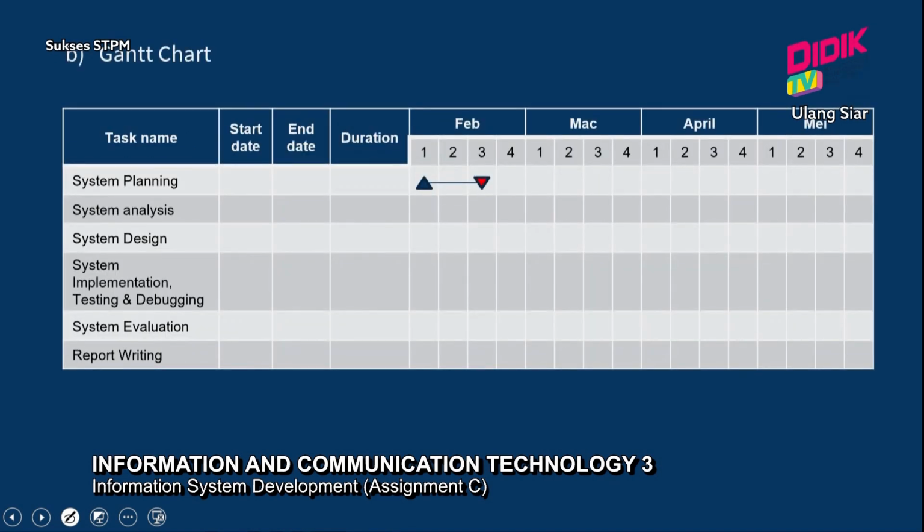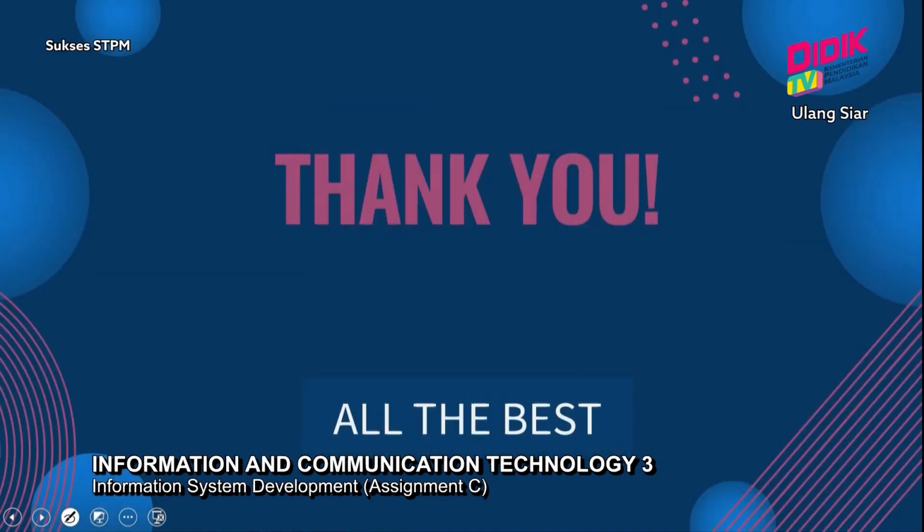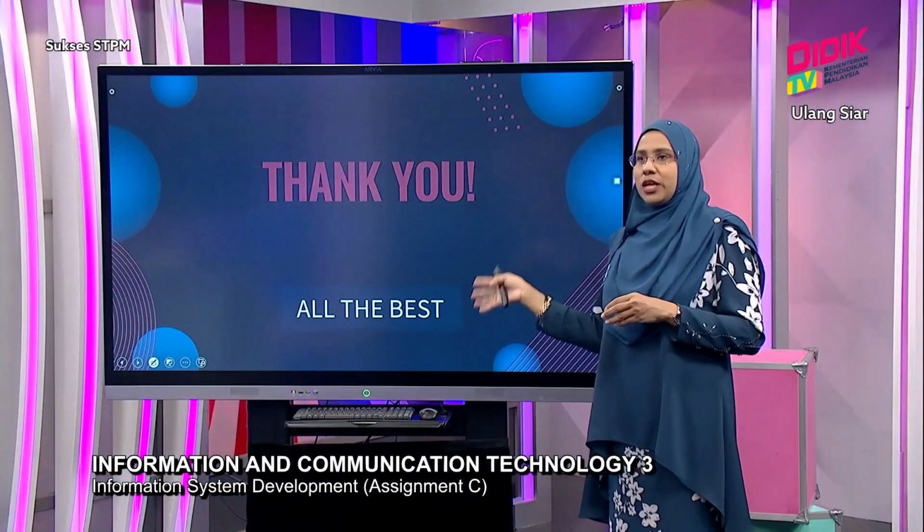Okay, this is example for Gantt chart. Okay, you have done this in your assignment. Okay, this one is empty, but you try to fill in. Okay, start date, end date, duration, how long, and then you put the month, how many months, 2 months, 3 months, up to you. And then the task name according to your task name. Okay, system planning, system analysis, system design, and so on until finally you write report. Okay, that's all for Gantt chart. And then remember how to draw the structure chart if the question asks you to draw the structure chart. Okay, I think that's all about questions related to assignment.